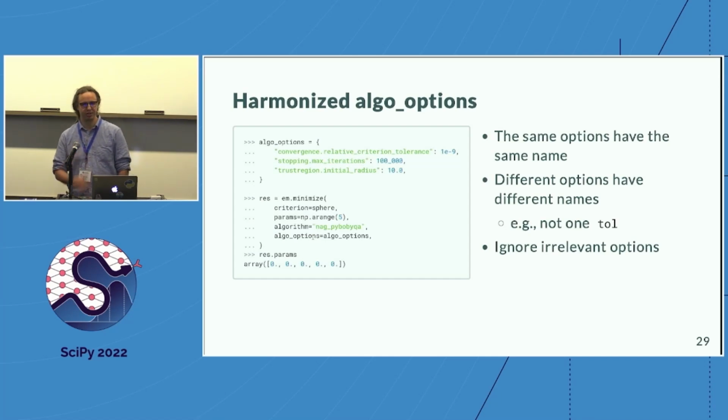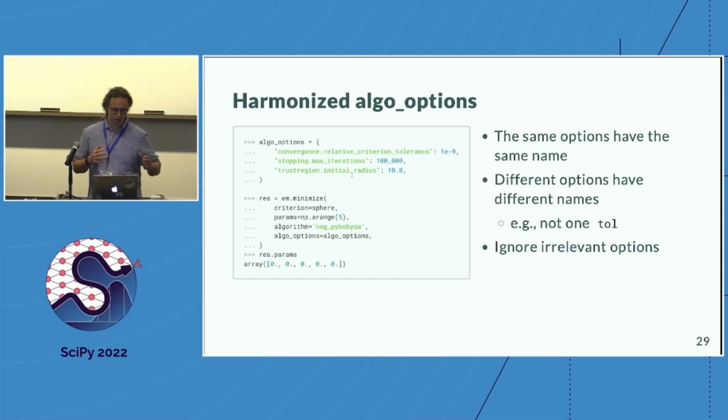So the algo options are harmonized in the sense that if two algorithms support the same options, then they will have the same name. But of course, we cannot support all options in all algorithms because sometimes it doesn't make sense. For example, Bobyqa is a trust region algorithm, so it has a trust region radius. But if you chose some different algorithm that doesn't have that, we simply ignore it.